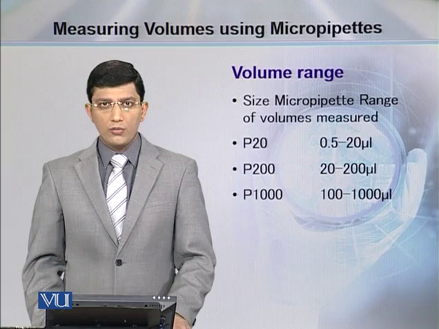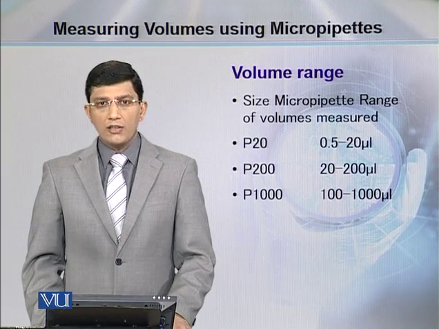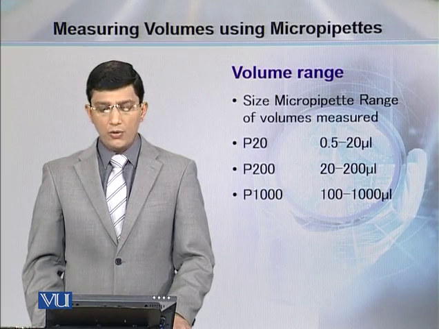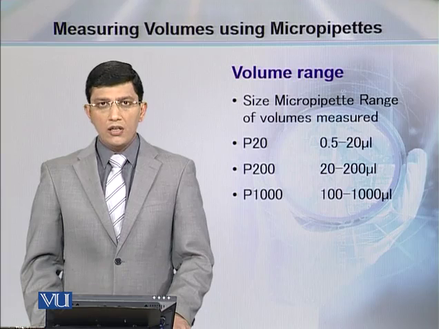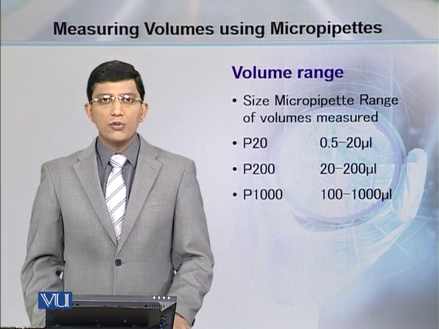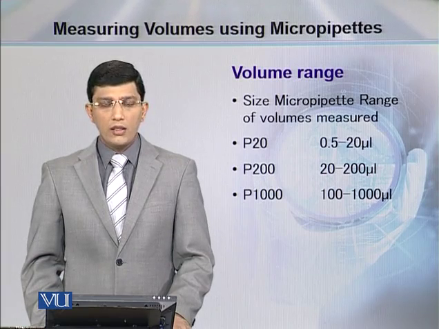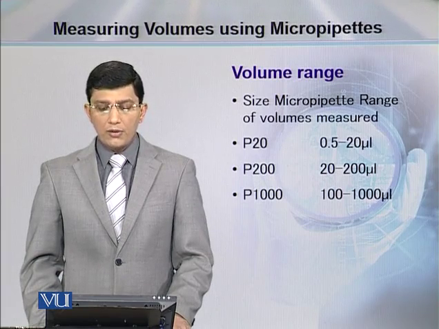For example, if you need 50 microliter volume of any liquid, then use P200. If you need 200 microliter, it's best to use P200, but you can also use P1000 micropipette.